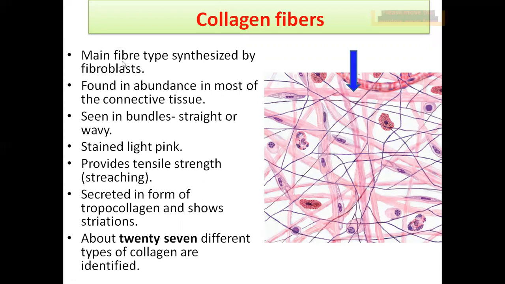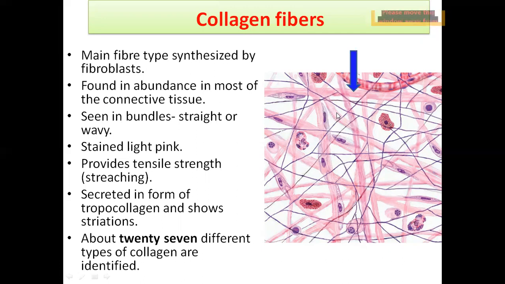These are the main fibers which are synthesized by fibroblasts. They are found in abundance in most of the connective tissue. As you can see, they are seen in bundles. They may be either straight or wavy. Usually they stain light pink in color. It gives tensile strength to the connective tissue, which helps in stretching. It is secreted in the form of tropocollagen and shows striations. You can see a few striations, like you see for skeletal muscle fibers.